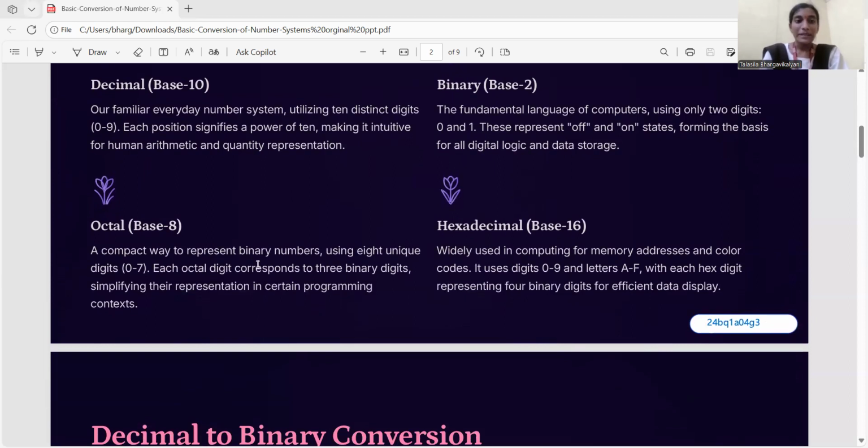Octal is called as base 8. Here we use only the numbers between 0 and 7 in this number system. Hexadecimal. In this number system, we only use the numbers between 0 to 9 and the remaining numbers like 10, 11, 12, 13, 14, 15 are represented with alphabetical letters like A, B, C, D, E, and F.